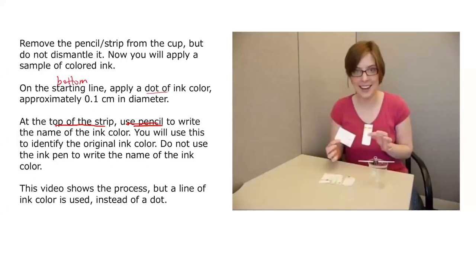Okay. So at the top of that strip where you have the pencil and it's still stuck together, you want to write the name of that ink color, whatever it was. If it was black, red, yellow, don't use the pen, use the pencil. Because if you use the pen, it's going to run on the chromatography paper strip. So use a pencil to write the name of that ink color. And that's going to identify that original ink color because these are all going to separate.